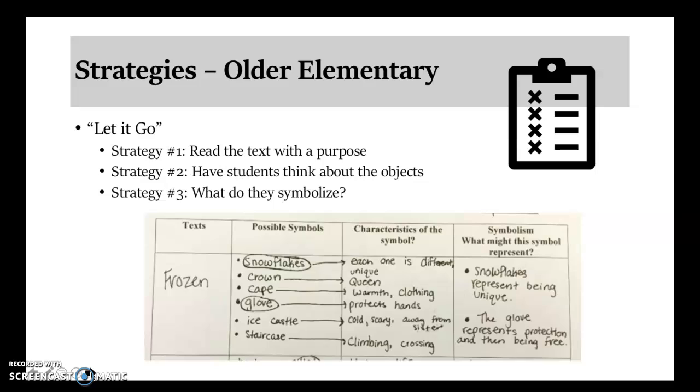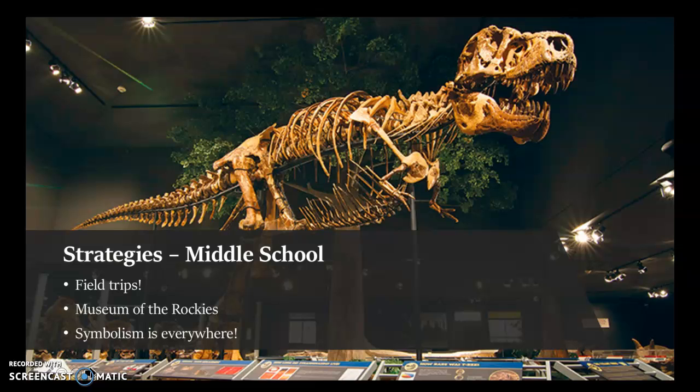So some strategies I would use for the older elementary are the Let It Go strategy, which is the famous song in Frozen. You would have the students watch the music video of Frozen, and they would pick out the possible symbols, so the snowflakes or the gloves in the music video, and then what are the characteristics of the symbols, so how are they unique, and it can symbolize the queen, and it protects the hands and the cold. And then what it might represent, so the snowflakes represent being unique, and the glove represents protection and then being free.